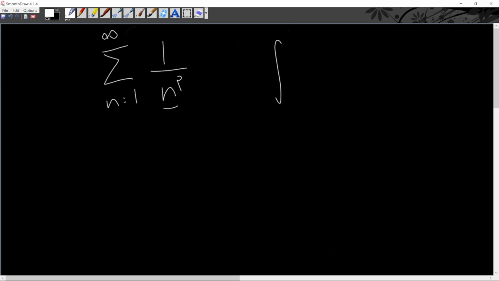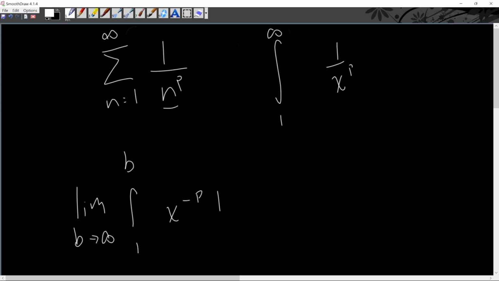So now let's format this as a function of x. f of x is equal to 1 over x to the p, right? And we're going from 1 to infinity. So let's do the limit as b approaches infinity of the integral from 1 to b of x to the negative p dx, right? Because anything to a negative power is 1 over that power. So we're going to have two possible situations.